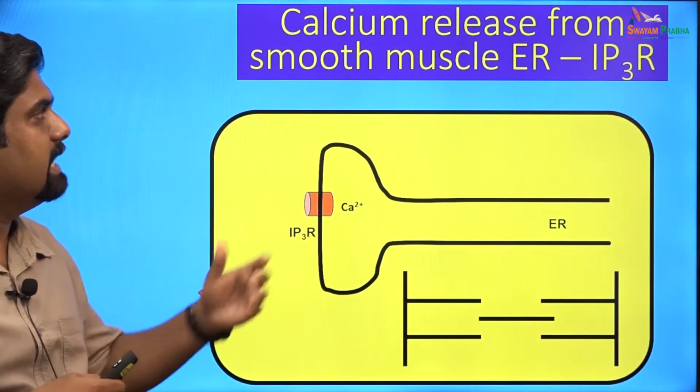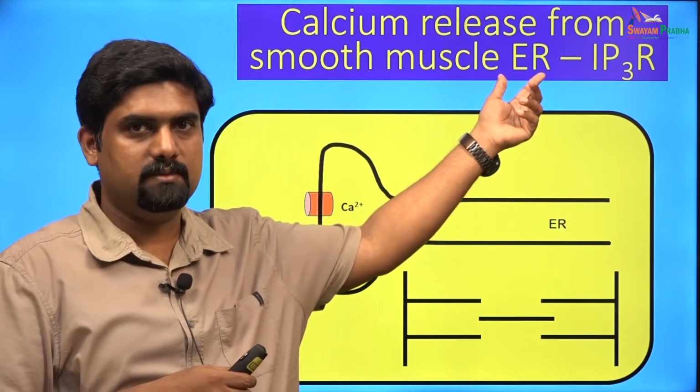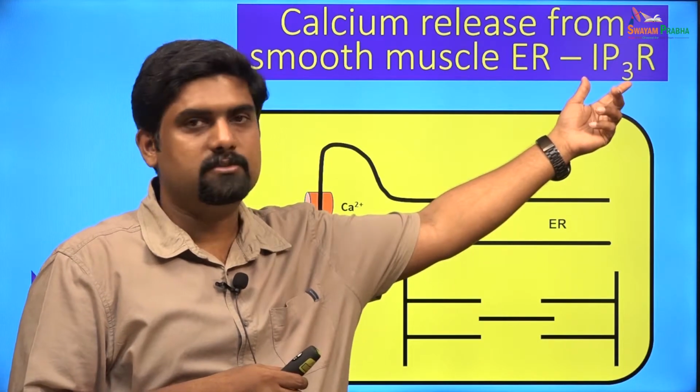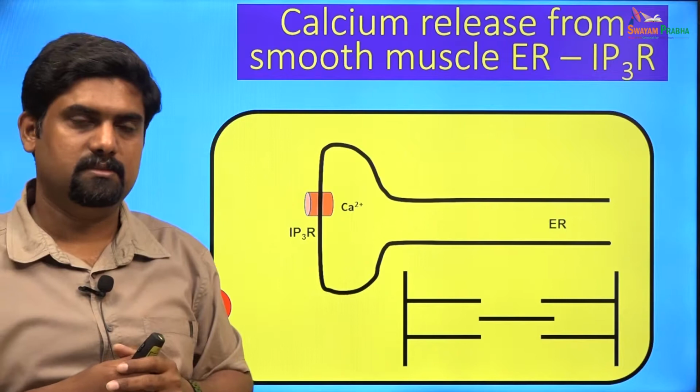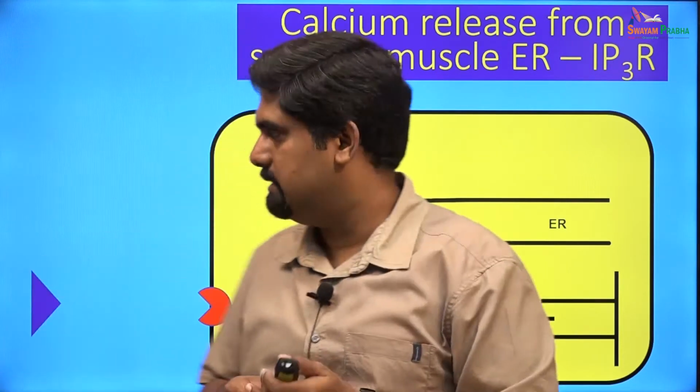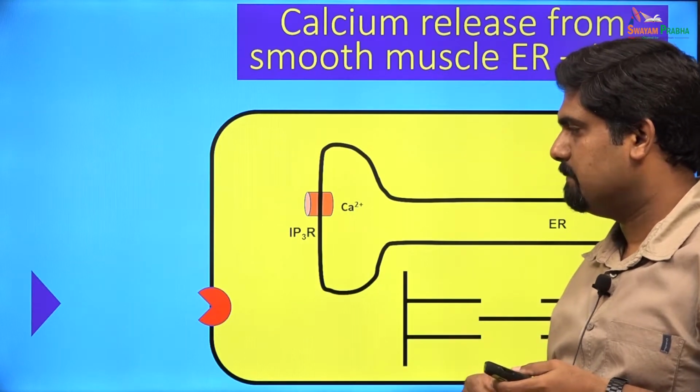Now let us discuss the calcium release from the smooth muscle. In the smooth muscle, calcium store is the endoplasmic reticulum, and calcium release happens through certain channels like IP3 receptors, which are similar to the ryanodine receptors. So here we see a cartoon of a smooth muscle cell. It's a vascular smooth muscle cell.